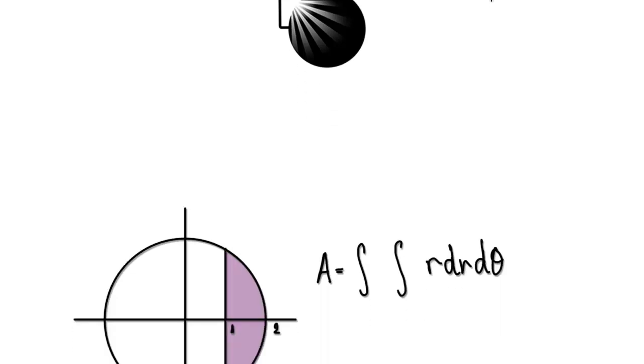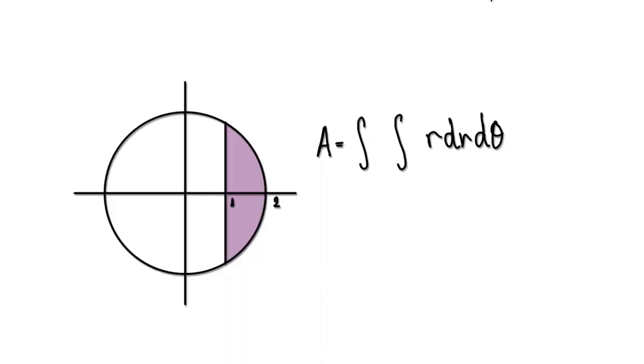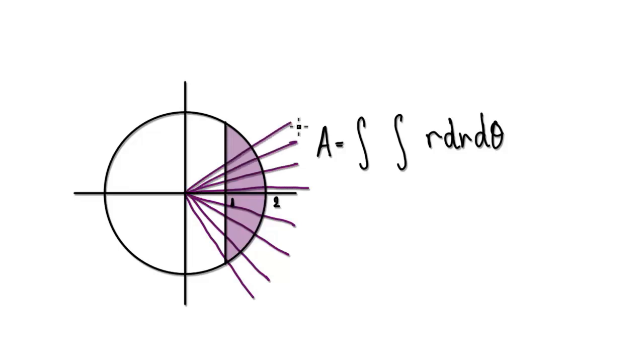In this video we're going to use double integration with polar coordinates to work out the area of this region. So the idea is that we're going to scan through like this.